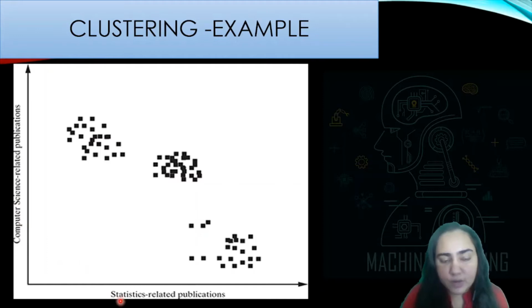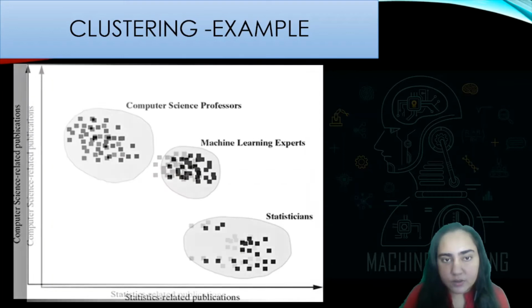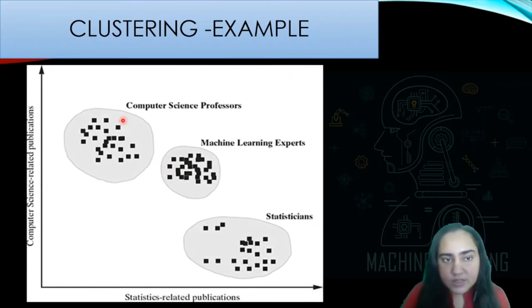So you have your X and Y axis given here, and you'll plot all the data. Each dot here represents a professor. And you can clearly see there are three clusters forming. So you can say that this cluster right here are the people who have fewer statistics related papers, but more computer science related papers. So they must be computer science professors.